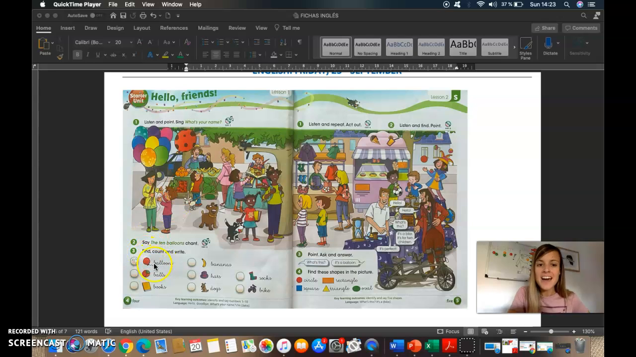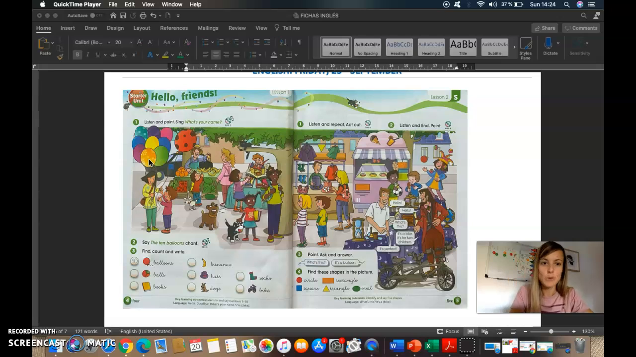We have to count 1, 2, 3, how many? And write the numbers in these circles, okay? So, first of all, we're gonna read the example. Can you read this word, please, for me? Balloons. Great. How many balloons are there here in the picture?